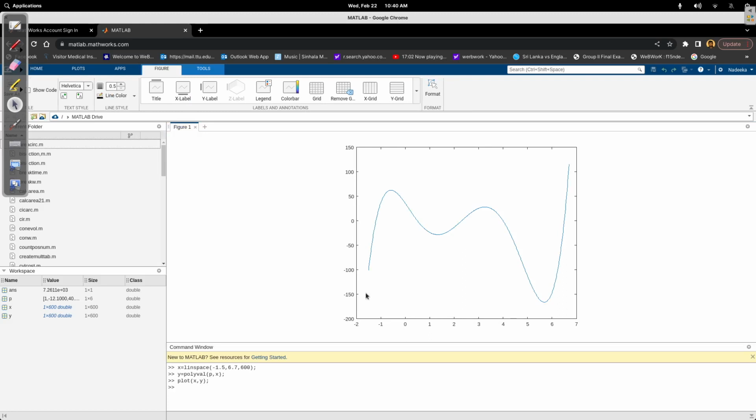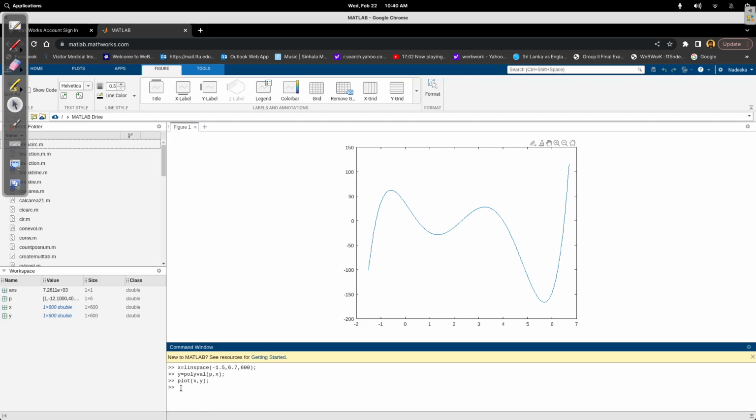So this is the graph of the polynomial. If I want, I can do grid on, put labels and like that. So this is how you draw a polynomial and how you evaluate a polynomial.